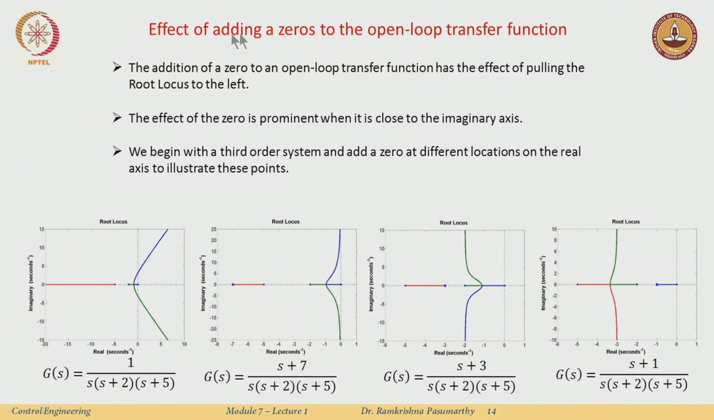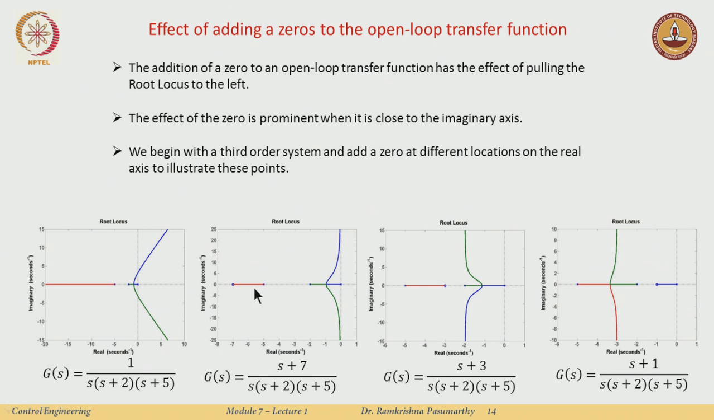Now, what happens if I add a zero to the open loop transfer function? Let me say I start with this open loop configuration. So, I have a pole at the origin, a pole at minus 2, a pole at minus 5, and of course, if I just plot the root locus, this guy will go away to infinity, these two guys will meet up with each other and then they again go to infinity, and after a particular value of k, the Routh-Hurwitz will tell me that I am going towards the unstable region.